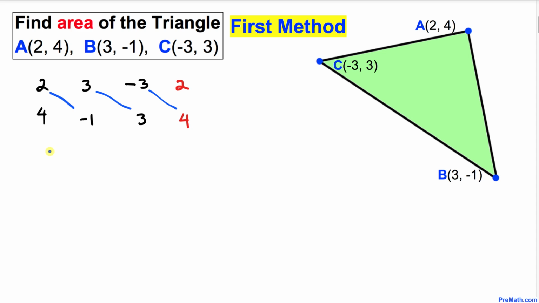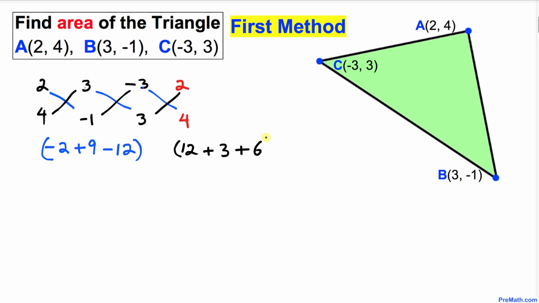So 2 times -1 is going to be -2, 3 times 3 is going to be positive 9, and -3 times 4 is going to be -12. Now let's cross multiply the other way around, this way. So 3 times 4 is going to give us 12. -3 times -1 is going to give us positive 3, and 2 times 3 is going to give us positive 6, and we must put a minus sign in between these two.